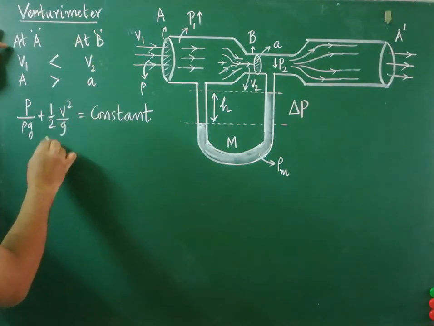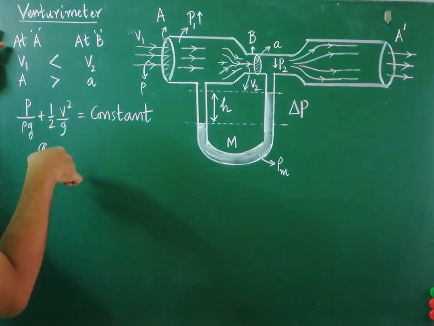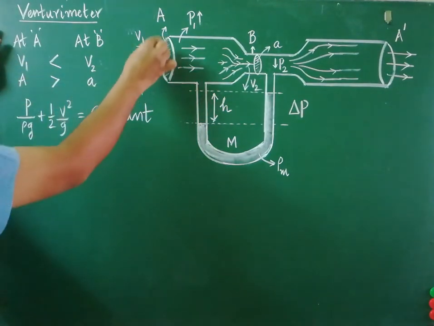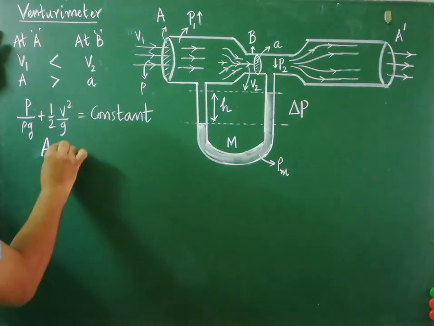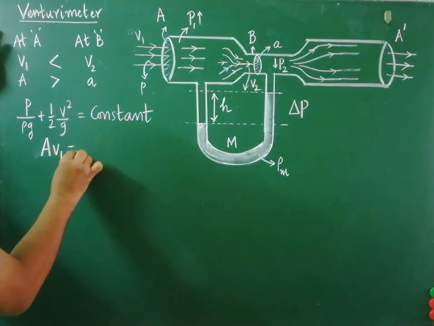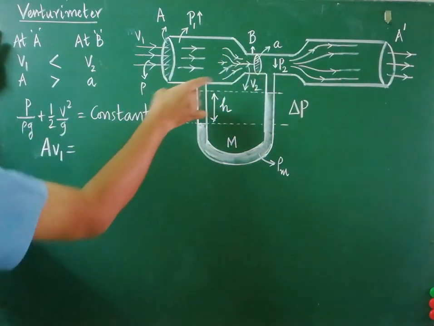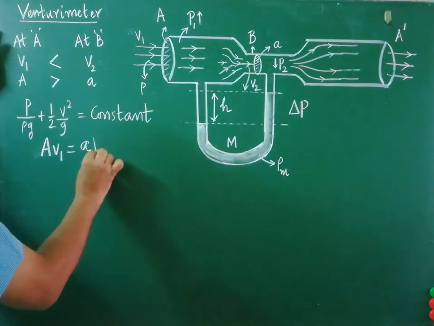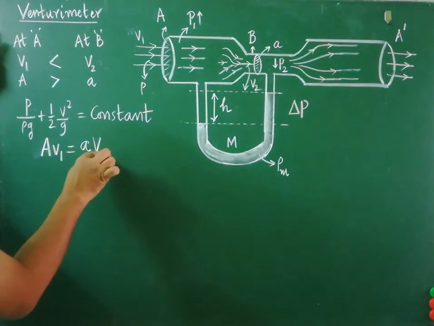A1 V1 is equal to A2 V2. The same equation can be written. So from the equation of continuity I can write it as: what is the area of cross section here? A. What is the velocity of the liquid? V1. You have to consider this point B. There, what is the area of cross section? Small a. What is the velocity? V2.